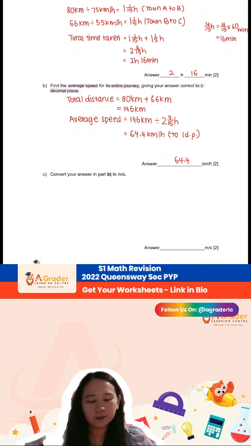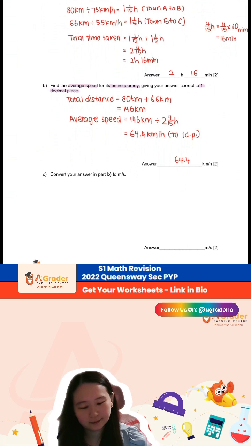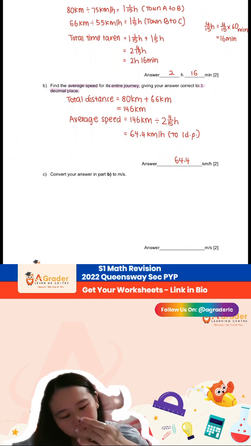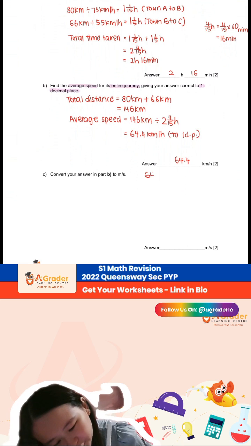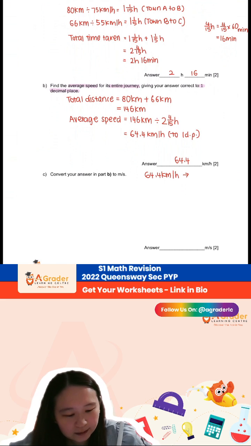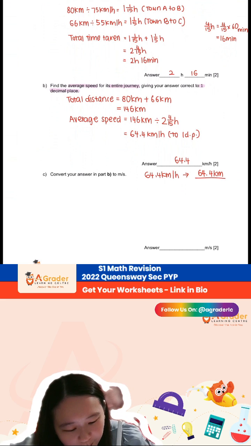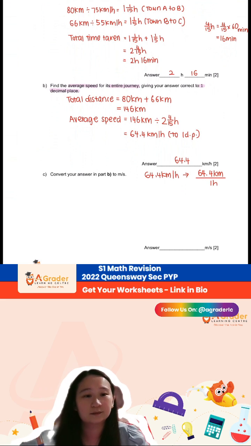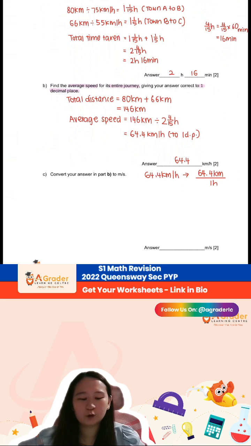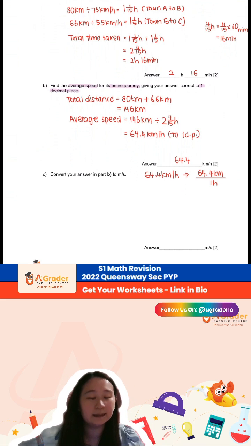Convert your answer in part B to meters per second. Okay, so same thing. In part B, we have 64.4 kilometers per hour. This means 64.4 kilometers divided by 1 hour. Then we have to convert our kilometers to meters and our hour to seconds.